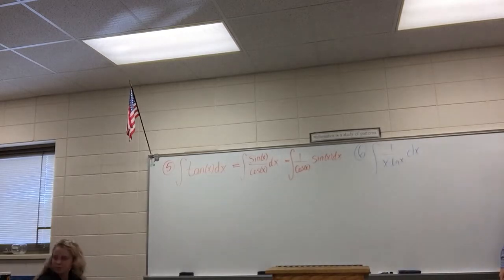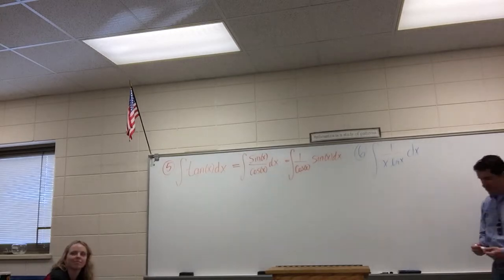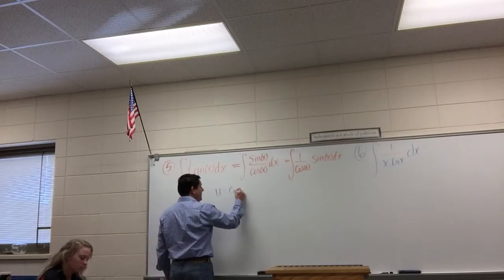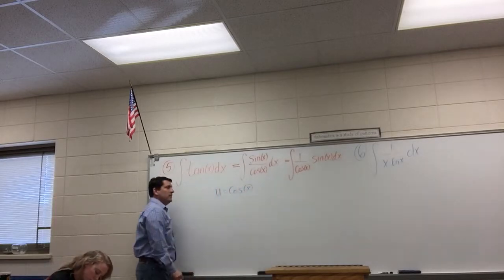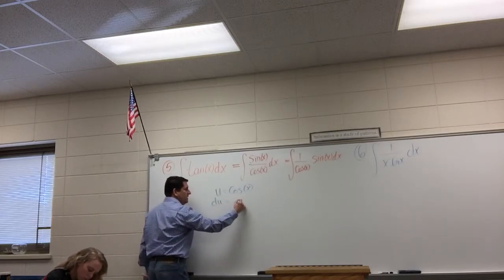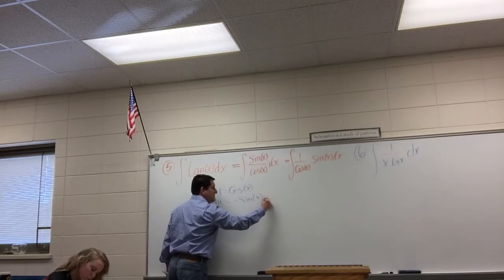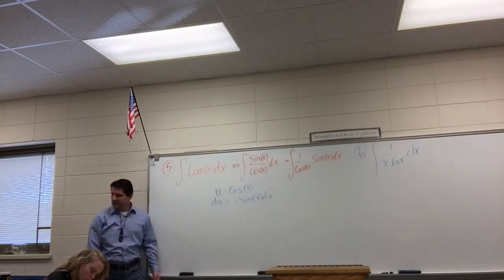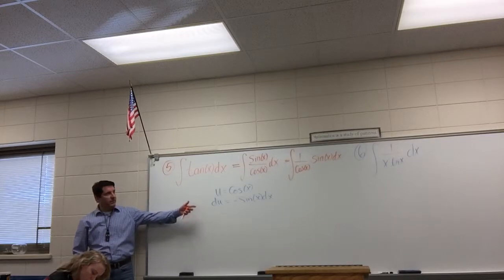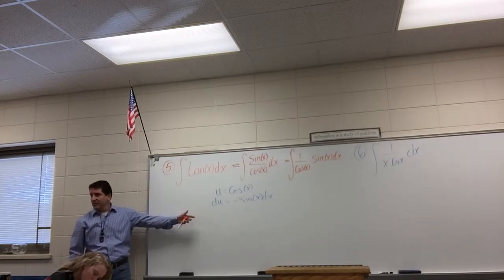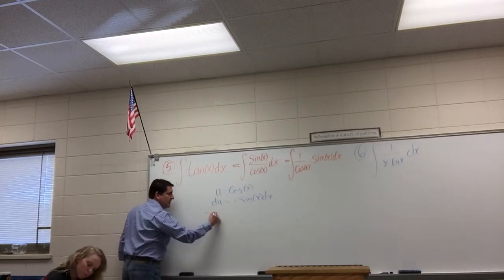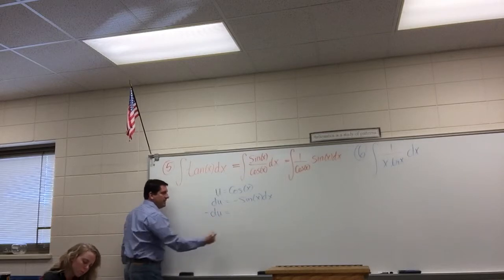You see it? So who's u? Cosine of x. So u is equal to cosine of x. What's the derivative? Negative sine of x dx. So there's the other half. We needed a sine of x, so we got one now. But we got this negative that we've got to move to the other side. So multiply both sides by -1. That does the trick.